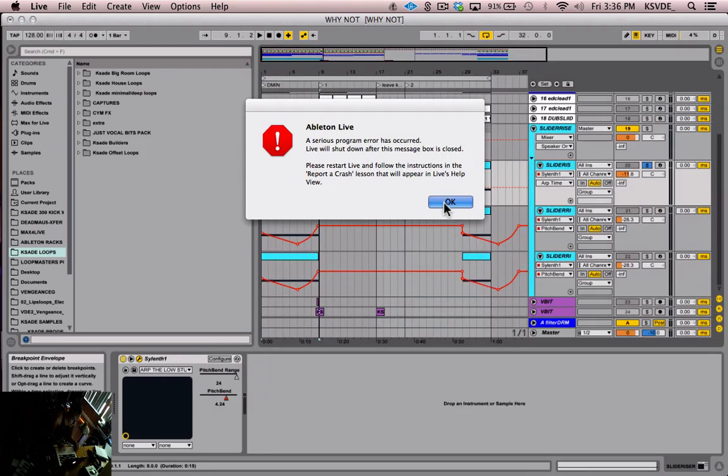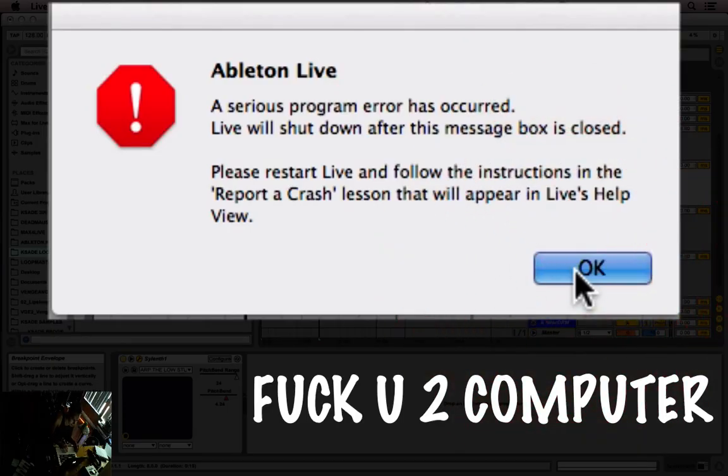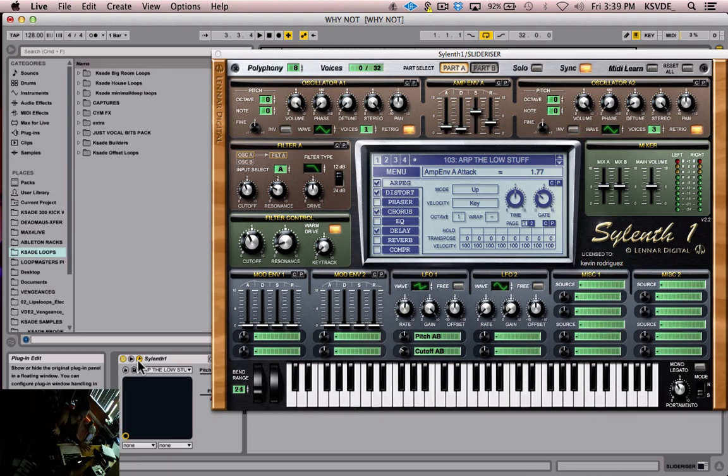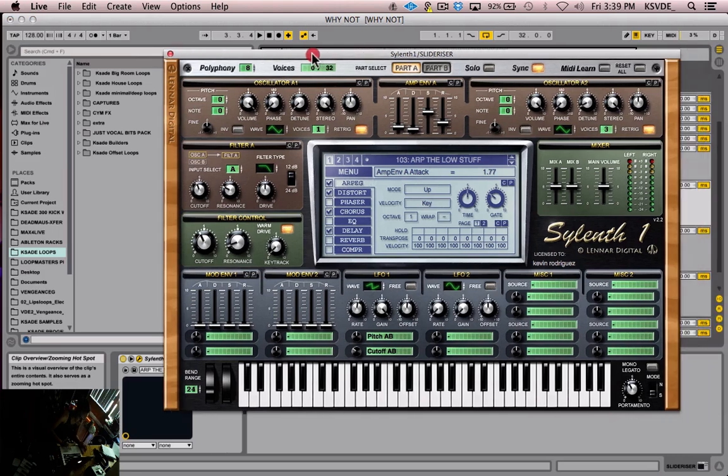Whoa, this is a serious program error. Wow, this is cool. I don't know what happened there, but I just started Ableton up again. I guess I had too many things running in the background.